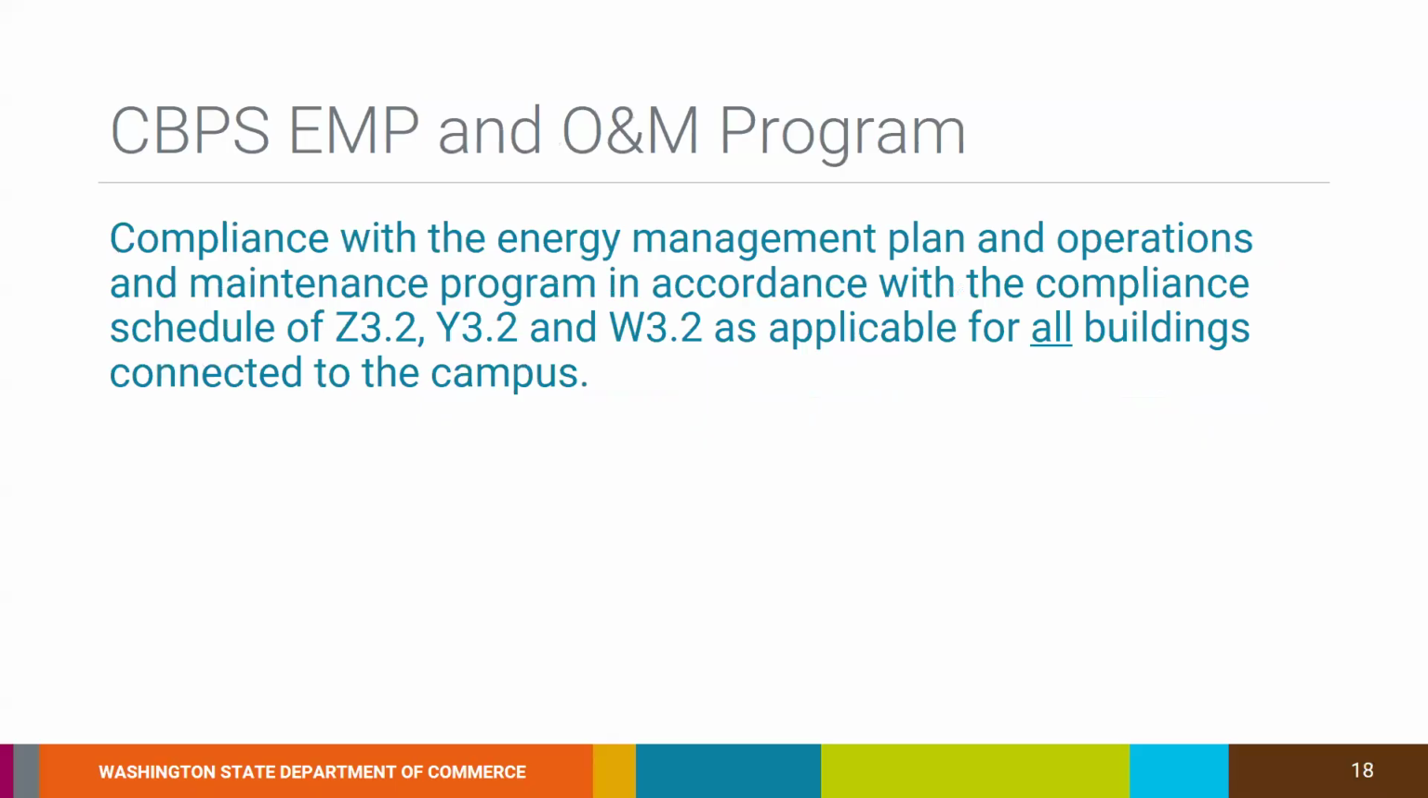Next slide. So in addition to meeting the performance metric, either EUIt or investment criteria, you do need to implement all the energy management plan requirements and the operations and maintenance program on all buildings connected to the campus. So not just the tier 1 and tier 2 buildings, but also any other buildings under 20,000 square feet. That EMP and O&M do need to cover those buildings as well.